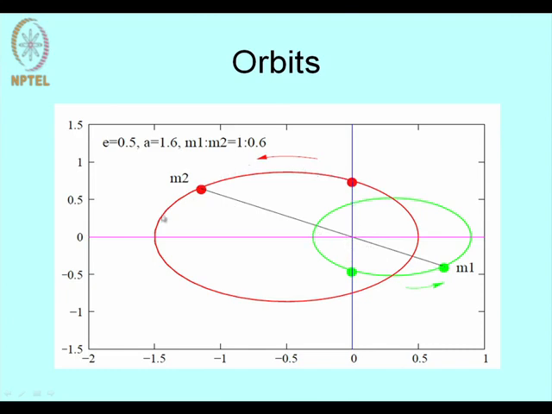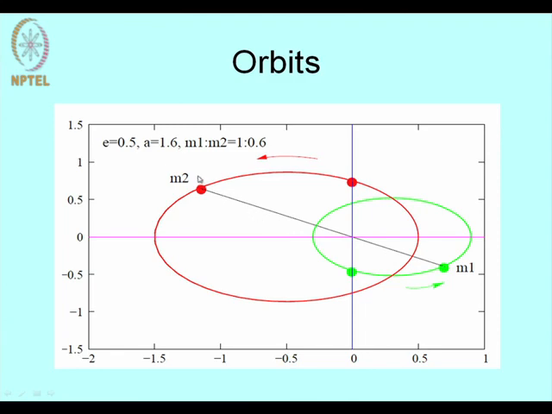This sweeps out an ellipse, this also sweeps out an ellipse, this is more massive than this. So, the radius of this, the semi major axis of this ellipse is smaller, the semi major axis of this ellipse is larger. So, when the second object is here, the first object is here, then the first object moves in this direction, the second M2 moves in this direction, and they have exactly the same time period, and the line joining them always passes through the center of mass.